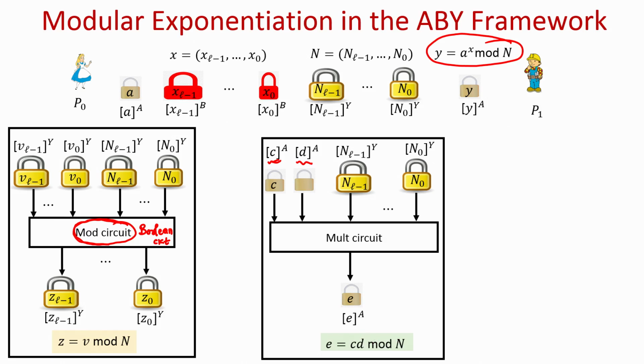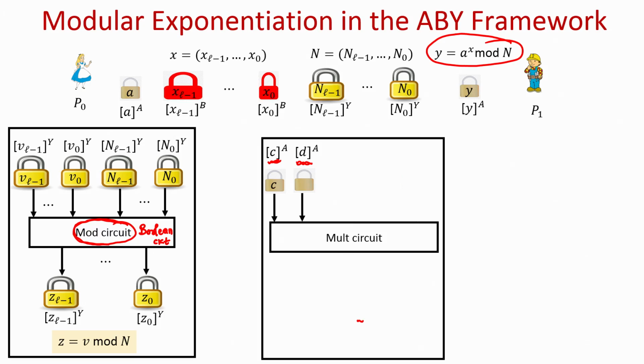And again everything is going to happen in secret shared fashion, but now you can see that the inputs C and D are going to be available in arithmetic secret shared fashion, and the mod n will be made available in Yau secret shared fashion, and the output that we desire here is in arithmetic secret shared fashion. Okay. Where exactly will this mult circuit be invoked?